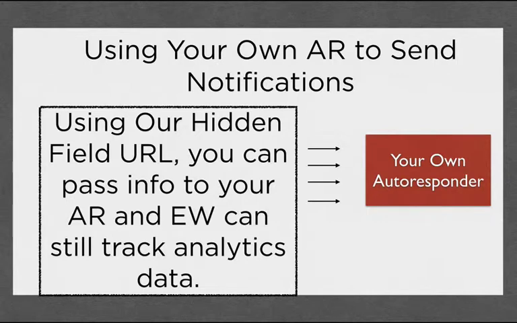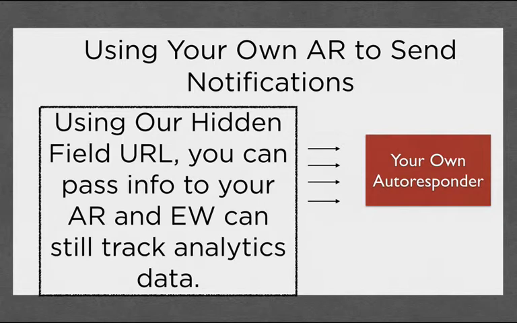So the other option is using your own autoresponder. So using your own autoresponder to send out notifications, there are 2 ways that you can do this. One is using our hidden field URL. You can pass info to your autoresponder, and EasyWebinar can still track analytic data.